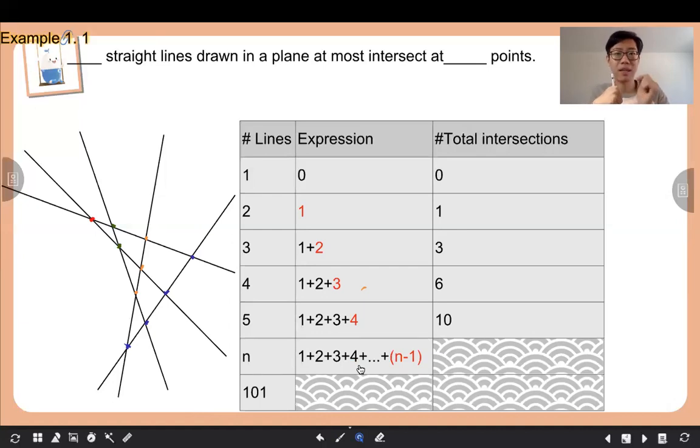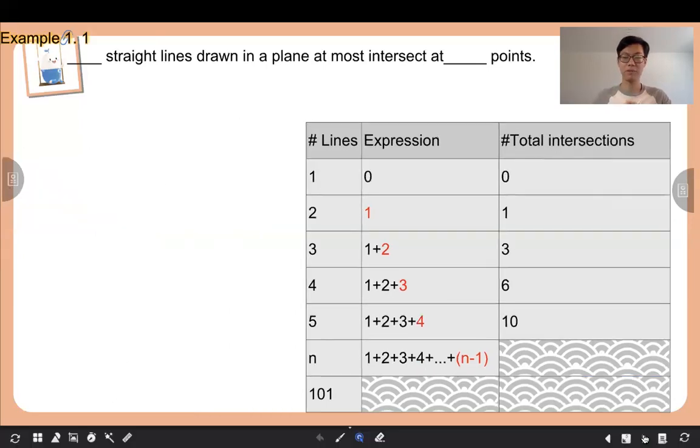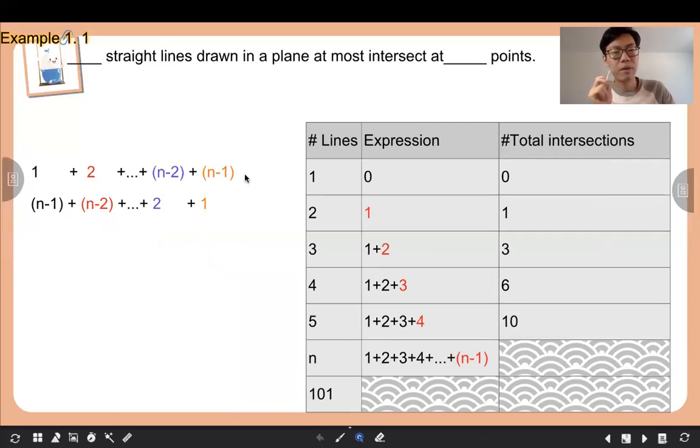I see some nodding and some shaking their heads, but that's all right. Let's figure that out together. So here, 1 plus 2 plus 3 all the way to n minus 1. We can write it like this: 1 plus 2 up to n minus 2, n minus 1. We can also flip the order here, right? So now we have this number 1 and number 2. But they are actually the same, basically the same, because we just flipped the order of the terms.